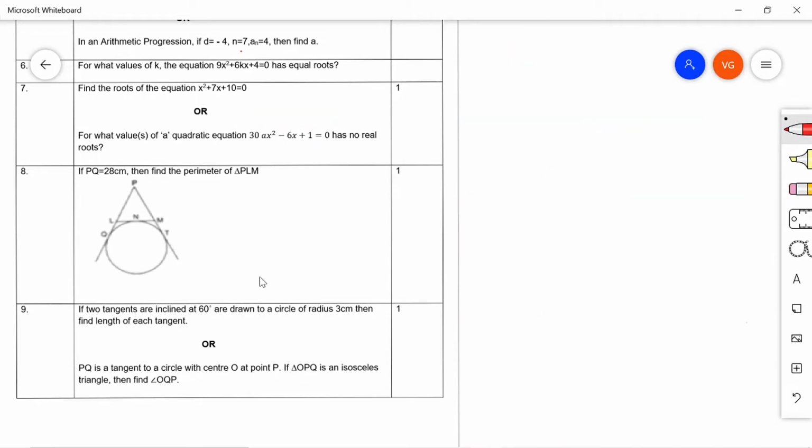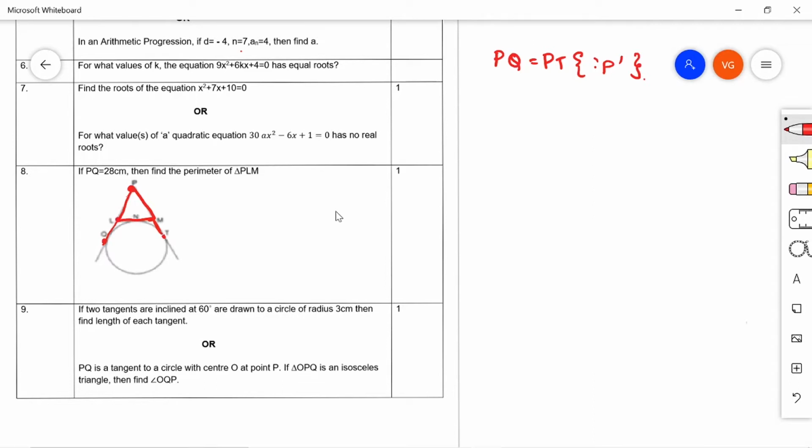Coming to question number 8, this question is based on circles. If PQ is equal to 28 centimeter, find the perimeter of triangle PLM. Given this is the triangle PLM for us, and PQ is nothing but the tangent drawn from a point P. Similarly, you have another tangent PT. So PQ is equal to PT, since these two are the tangents drawn to the circle from the same point P, the lengths of the tangents are equal.